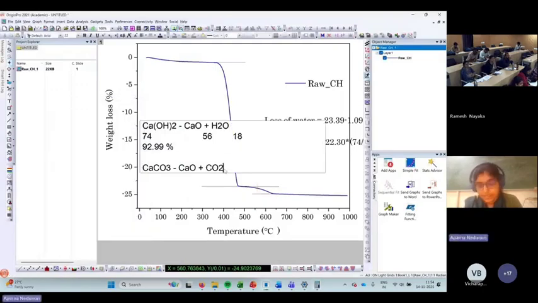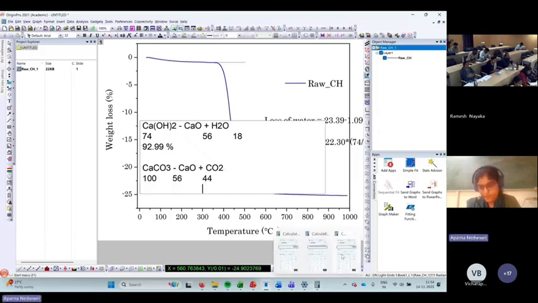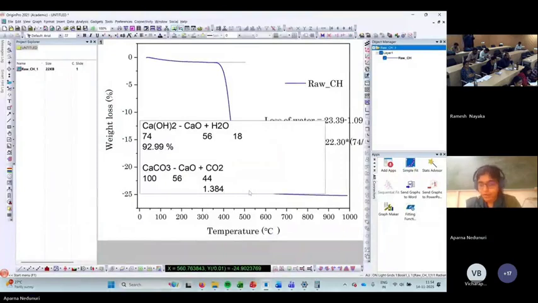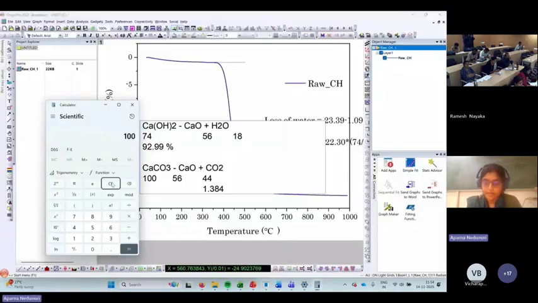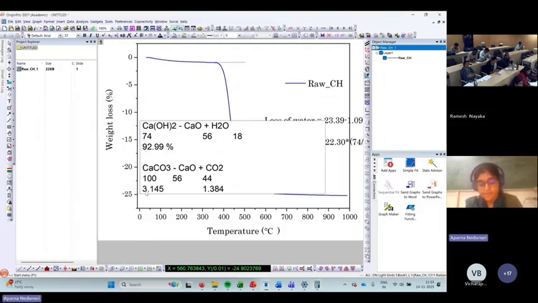If I come back to this calculation, the molecular weight of CaCO3 is 100 and CaO is 56. If you take 100 grams of CaCO3 and expose it to the temperature region from 600 to 800, you'll have a mass loss of 44 grams because of CO2 decarbonation. Now instead of 44, we have 1.384. How much CaCO3 is present in the system? We can back calculate again: 100 times 1.384 divided by 44 gives around 3.145%. If I sum these two, around 93 and around 3, you have almost 96%. We don't know what the remaining 4% is; that we have to understand again. This will tell us the purity of the sample that we are starting with.